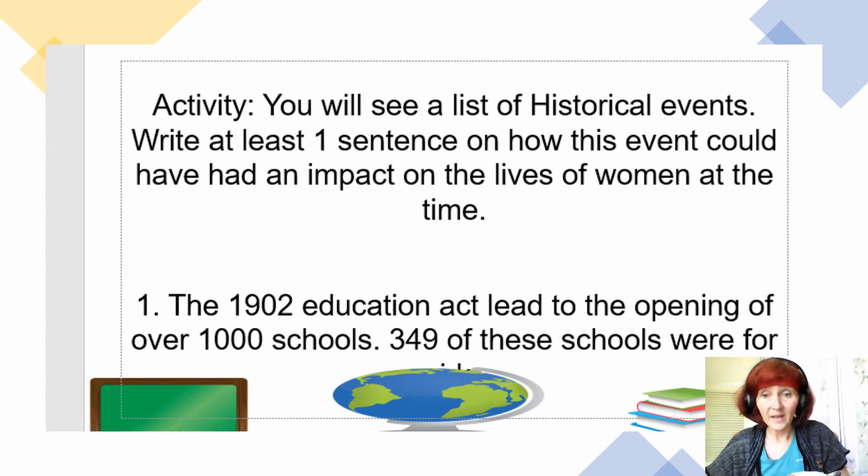Okay, so the first one is the 1902 Education Act led to the opening of over 1,000 schools. 349 of these were for women or girls. Okay, so how would that have impacted their lives? Now they've got schools specifically for them. Would it be positive? Would it be negative? Probably depends on the curriculum, but that's up for you to decide and discuss. Okay, so that's the first one.